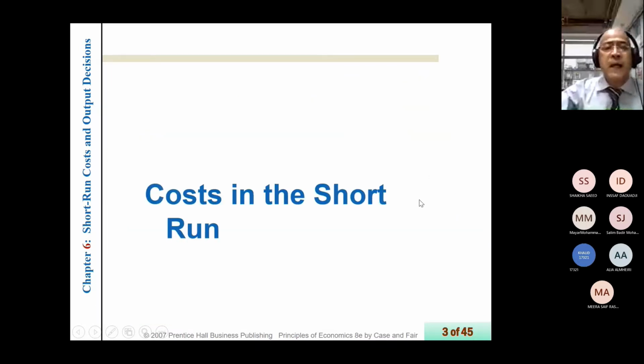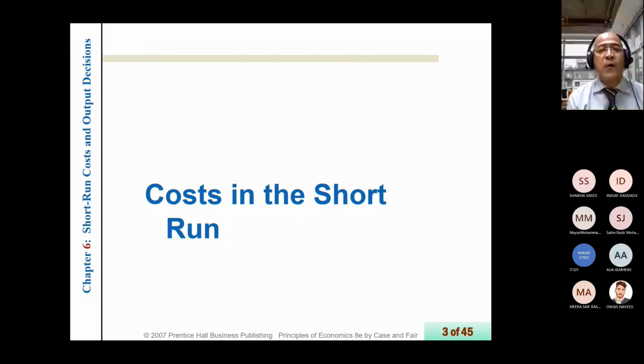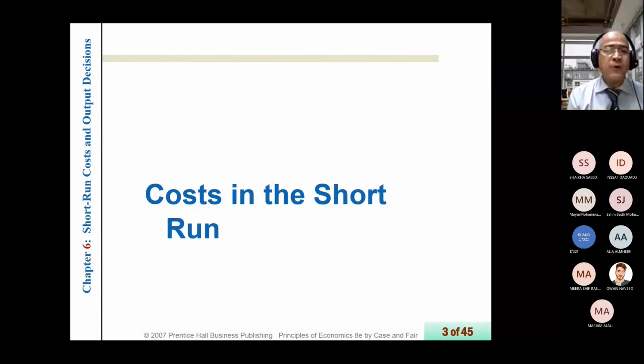So again, when I analyze costs, I consider the short run. What is the short run? It is a period of time in which the scale of operation, or the size of the factory, is fixed. That means some factors of production are fixed, which is capital, and we assume labor is variable.